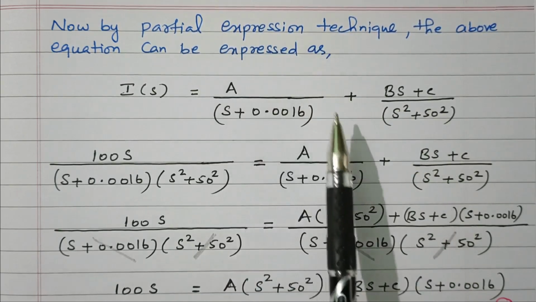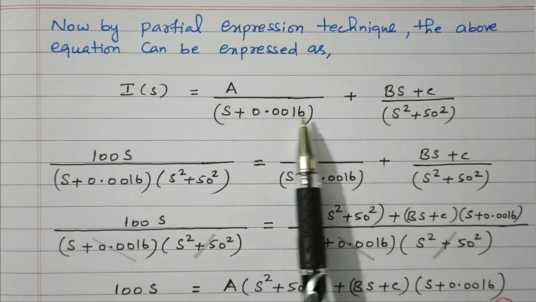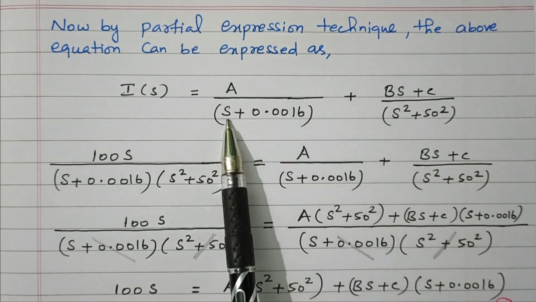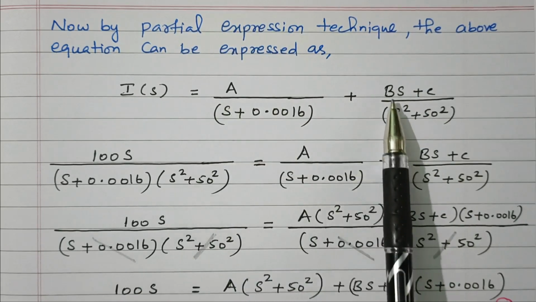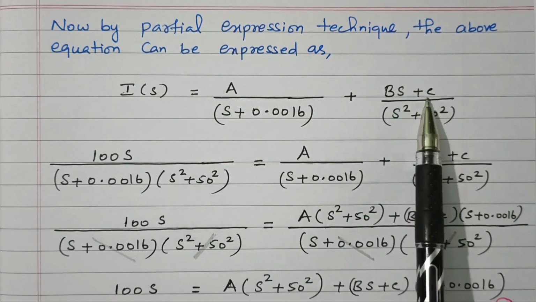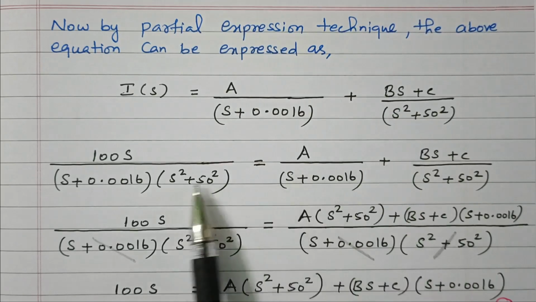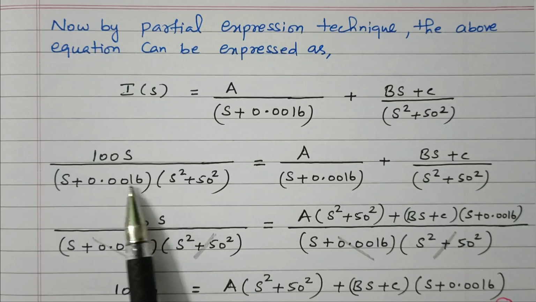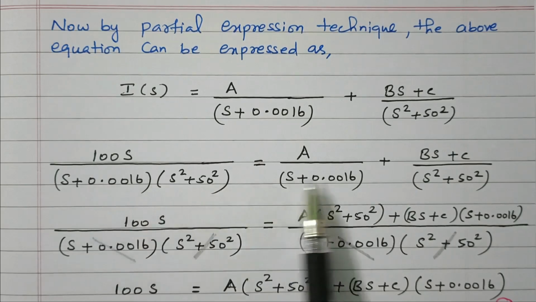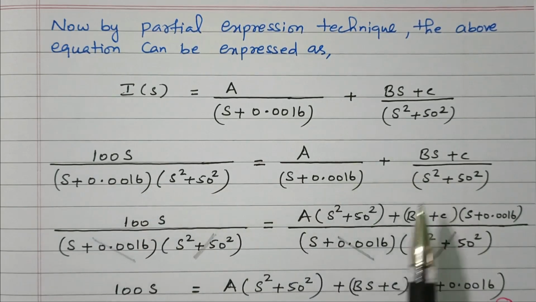In the partial fraction technique, two or three methods are available. This is one of the methods. Here s is available, so only one constant, a. Here s square is available, so bs plus c, two constants, are available. So this is equation 1, written now like this. Both are equal, so equation 1 is based on the partial fraction.